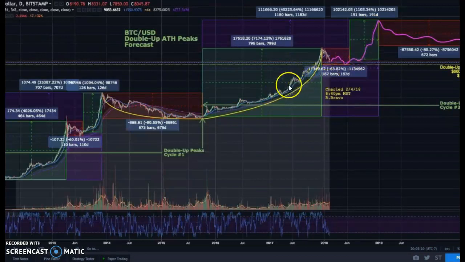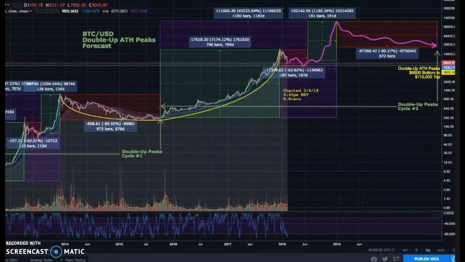This actually matches the percentage run-up when you look at last year towards the end of the year. Just before the end of the year, we saw a rise from about $5,000 to $20,000. When you look at it percentage-wise, that puts us at $100,000 Bitcoin, and his projection was $110,000 Bitcoin as a high.